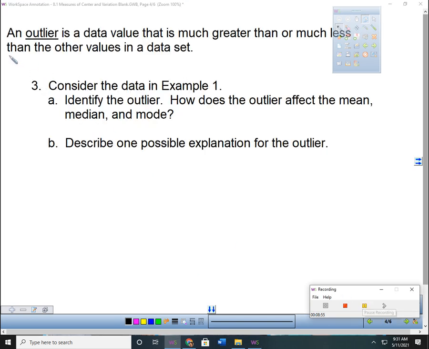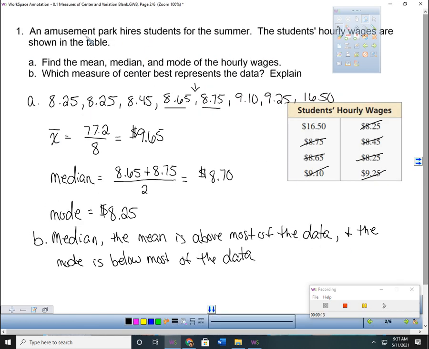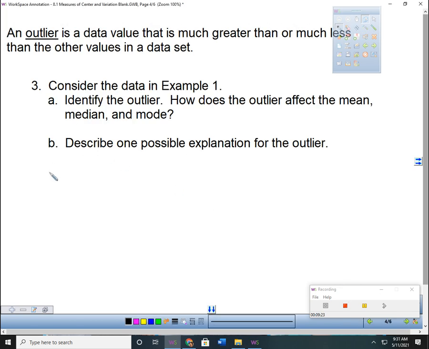An outlier is a data value that's much greater than or much less than the other values in your data set. So we're going to look at the data in example 1, and they want us to identify the outlier. Well, these are all pretty close, but if you look at the 16.50, that is way above every other piece of data. So our outlier would be the 16.50.